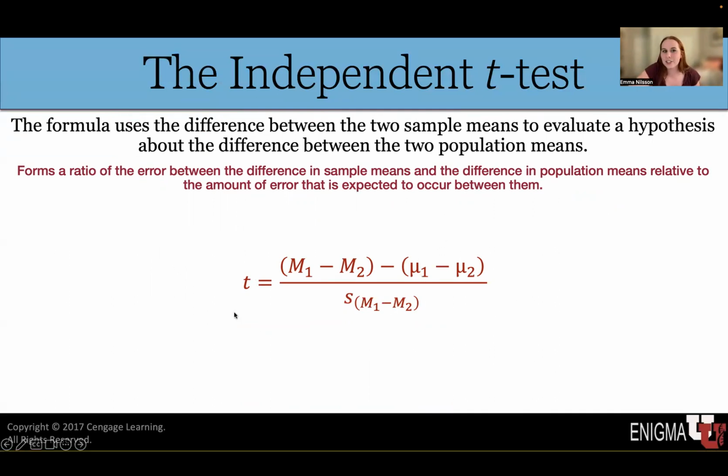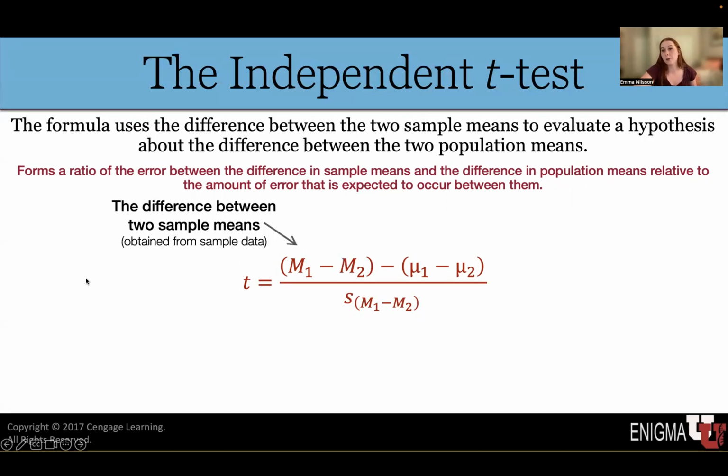What this t-statistic is going to do is form a ratio of error, which is what every other t-statistic has done. But this time, the ratio is between the difference in sample means and the difference in population means relative to the amount of error that is expected to occur within these two groups. So our formula, by extension, in the numerator has the difference between the two sample means, which we get from our sample data, and the difference between the two population means, which we get from the null hypothesis. And then you find the difference between those, the difference between the differences.